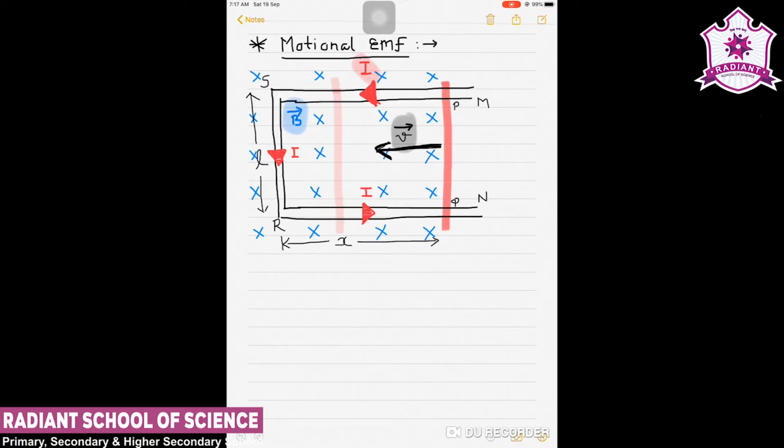Now we assume that there is no loss of energy due to friction. So this is an ideal condition. Actually there will be friction, but we consider that the surface is smooth such that no friction is acting, and therefore it is moving without friction, without loss of any energy.